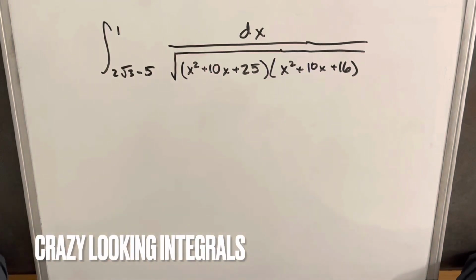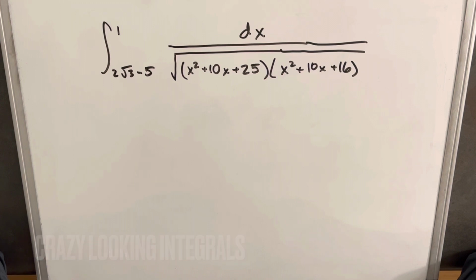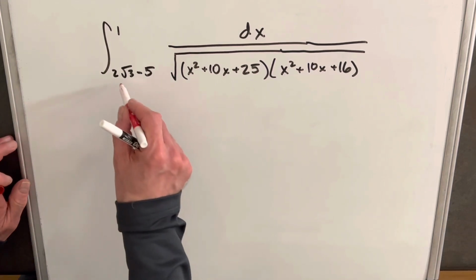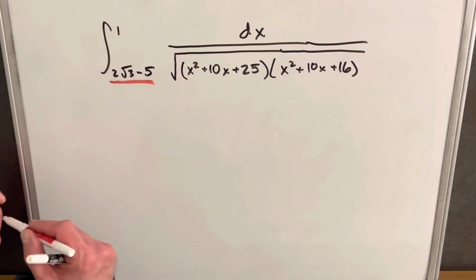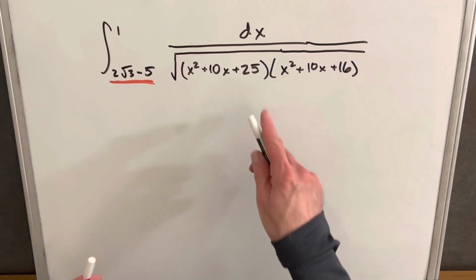Okay, looks like we have a big integral on the board. We're integrating from 2 square root of 3 minus 5 to 1. We have dx over the square root of x squared plus 10x plus 25 times x squared plus 10x plus 16. It's kind of crazy they gave us this as a bound, but let's just not worry about that right now and think about this.